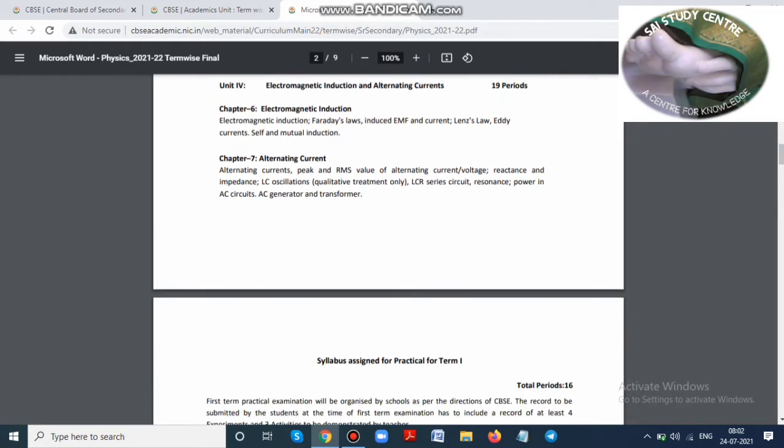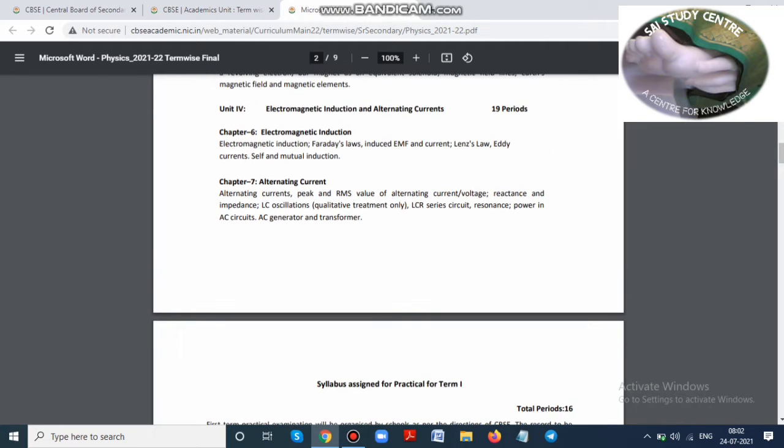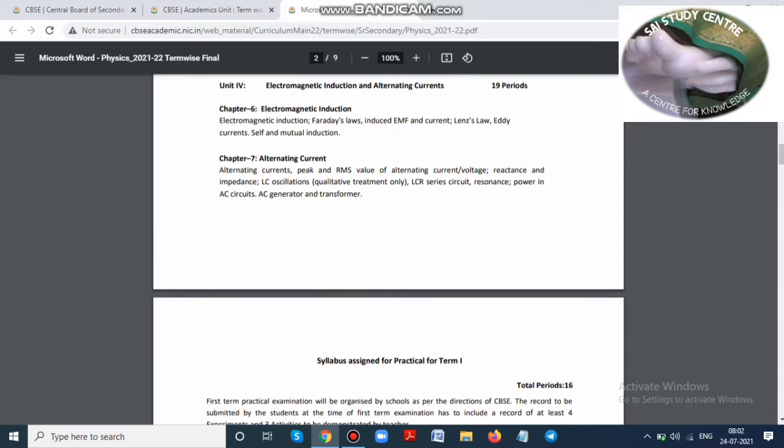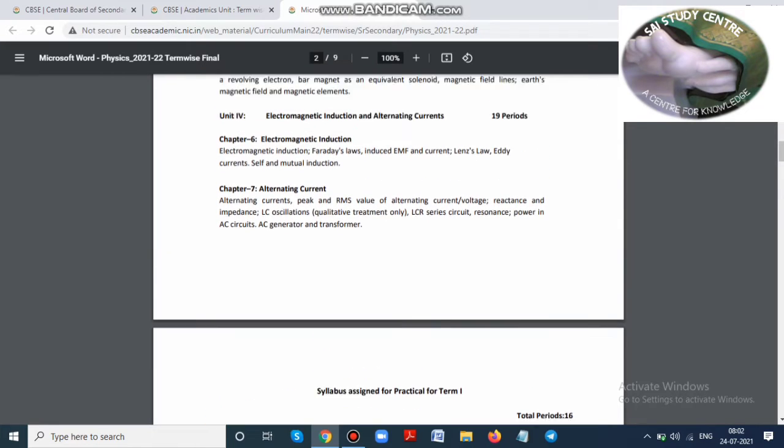When we come back to alternating current, there is not a single topic removed. The entire lesson you have to study and concentrate. Here it is included: AC generator, transformer, LCR circuit and oscillators only for the qualitative treatment. Actually, this is all your theory part.